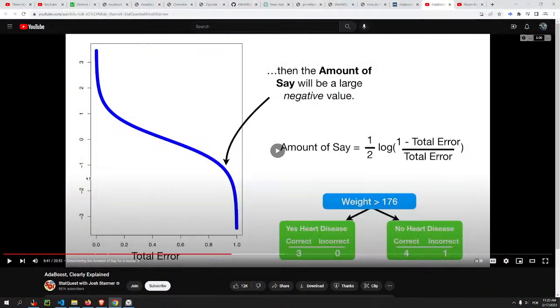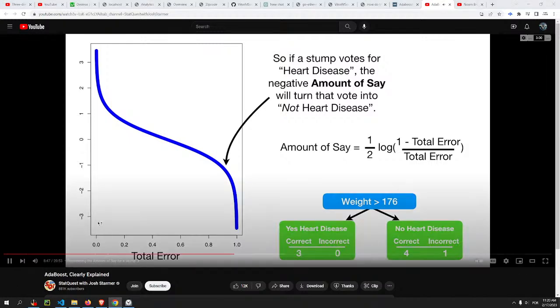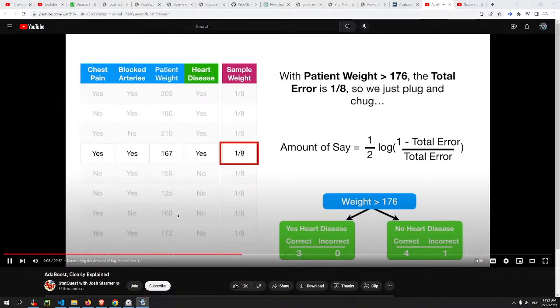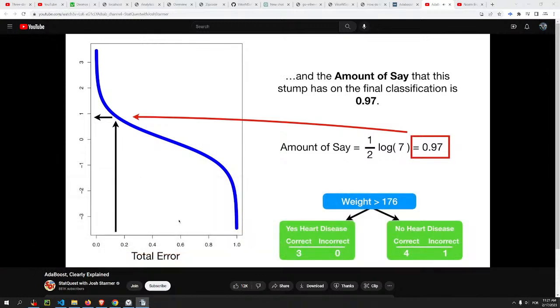putting like this. So if a stump votes for heart disease, the negative amount of say will turn that vote into not heart disease. Note, if total error is 1 or 0, then this equation will freak out. In practice, a small error term is added to prevent this from happening. With patient weight greater than 176, the total error is 1/8, so we just plug and chug. And the amount of say that this stump has in the final classification is 0.97.